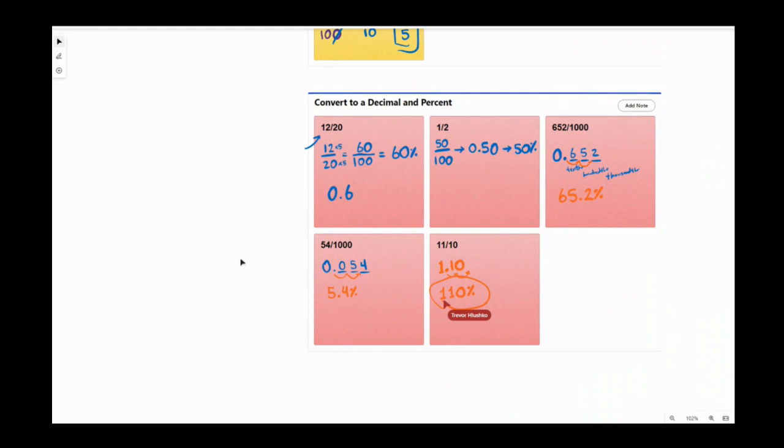So that's what we are working on in math right now. I will share this video with you right away. If you need to refer back to anything other than that, your assignments are posted.